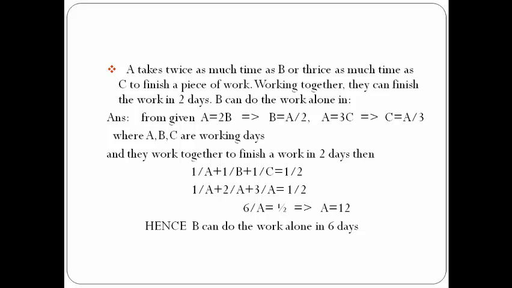Then we go to the formula. 1 by A plus 1 by B plus 1 by C is equal to 1 by 2. From the formula we get this equation. Substitute the above values. 1 by A plus 2 by A plus 3 by A is equal to 1 by 2. From that, A is equal to 12 days. So B is nothing but 6. So B can do the work alone in 6 days.